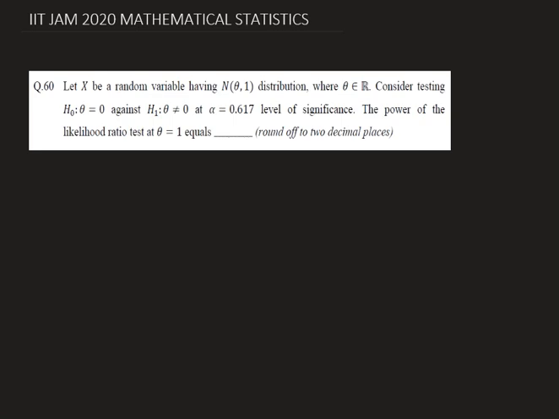Hello, today we are going to solve question number 60 from IIT JAM 2020 Mathematical Statistics. This is the last question of the whole paper, and it is based on section 3. That means this is a numerical answer type question. In this type of question, we need to evaluate an answer as a numerical value and put it in the blank space. And by the question, we need to round off to two decimal places.